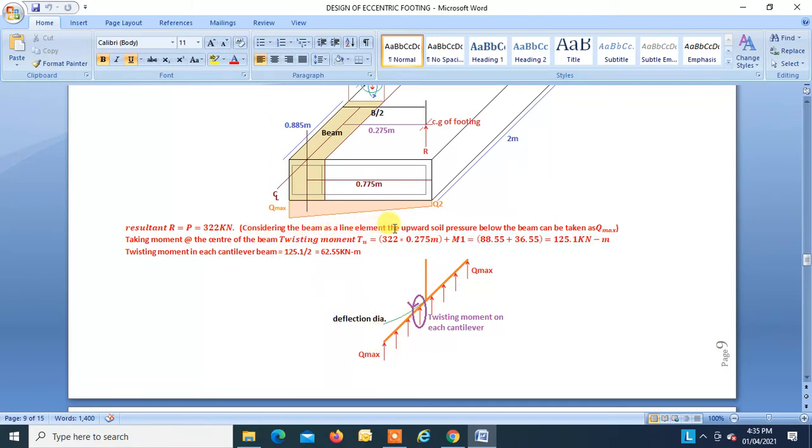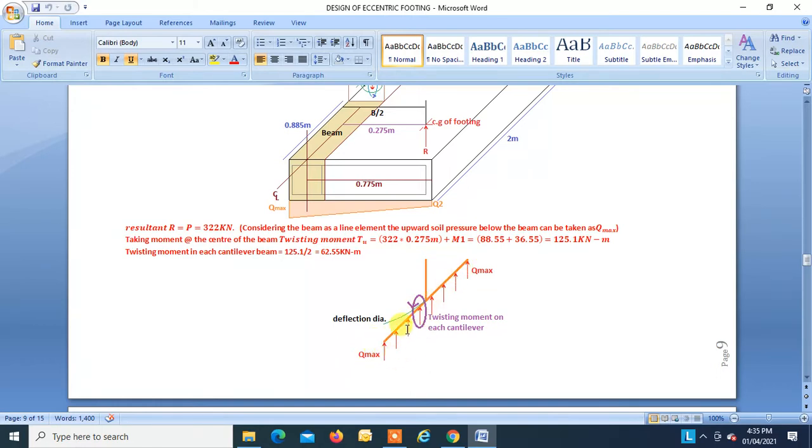Considering the beam as a line element, the upward soil pressure below the beam can be taken as Qmax, and we are assuming that below this beam the upward soil pressure is Qmax. This is going to be a little bit conservative, and it is good to be conservative in such types of footings. So this is how we display our figure as a line element figure. This is cantilever 1, this is cantilever 2, this is the column, and the load acting is Qmax.